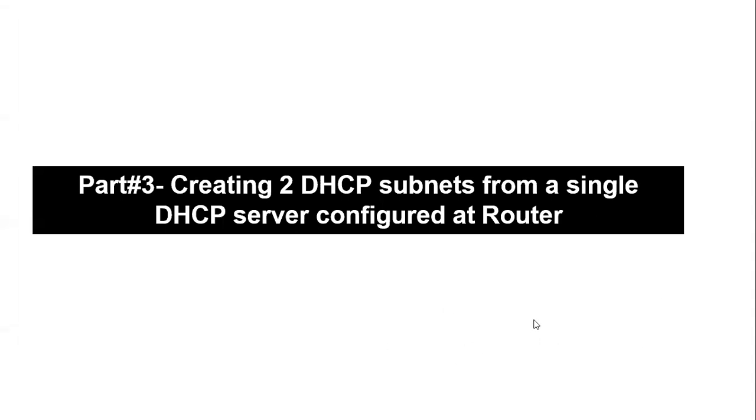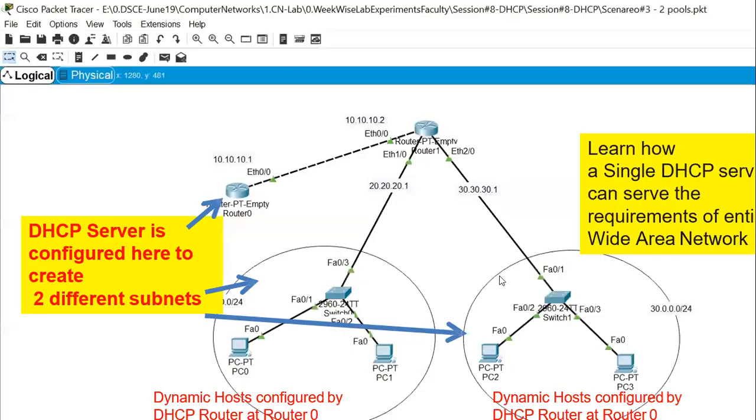So in this session, we'll see how to create two DHCP subnets, and one DHCP server will be configured at the router, and from this router, the dynamic address will be allocated. The configurations will be like this. So we're going to create two subnets, and this is one router, and this is another router.